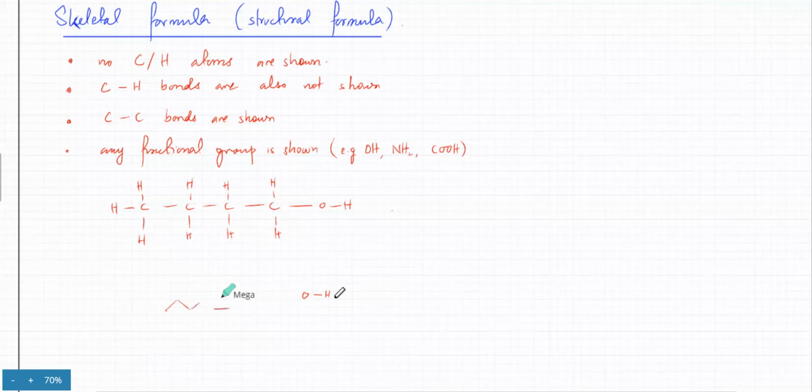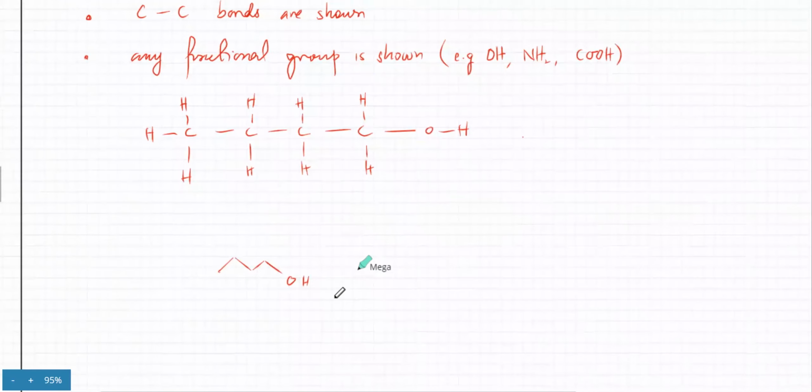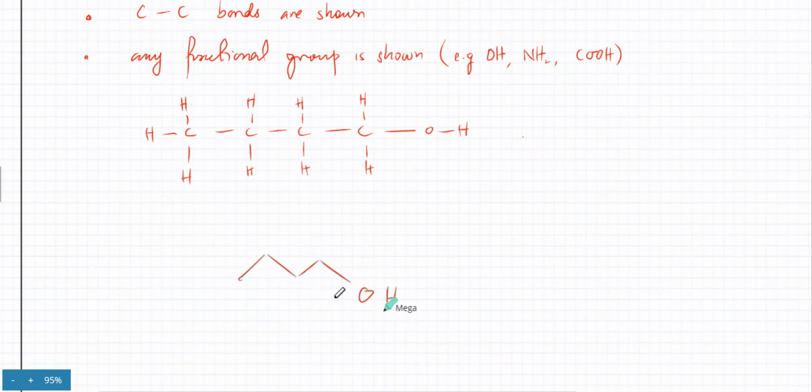Okay, let's bring the OH over here. Let's keep them together. I said this is how a skeletal formula would look, and I'm going to explain this. You're going to draw zigzag lines. And what do the zigzag lines represent? The ends of the zigzag lines, although it won't be shown, are your carbon atoms.